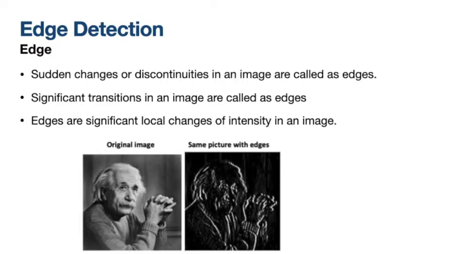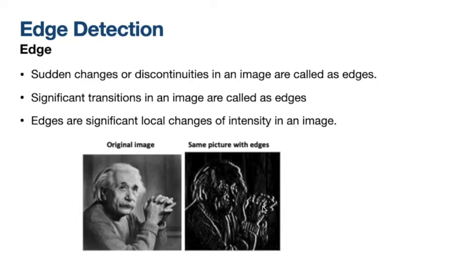So the next topic is edge detection. In an image you can find the edges of the image. The sudden changes or discontinuities in an image are called edges. You can see this example. This is the original image. For the same picture, you have detected the edges here. See, these are the edges.